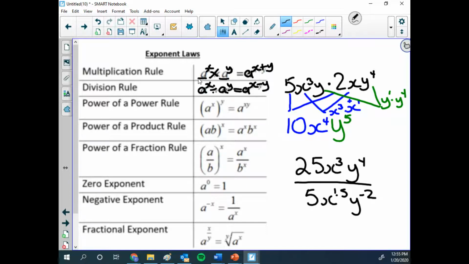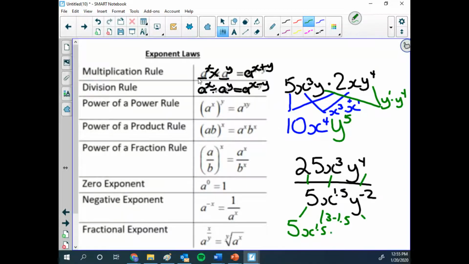Generally, when they say solve for a single positive exponent, or positive exponents at least. So if I'm solving for this one, what I need to do is divide each term as if the other ones aren't even there. So 25 divided by 5 is 5. X to the 3 divided by x to the 1.5 is going to give me x to the power of, this is technically 3 minus 1.5, so 1.5. And y to the power of 4 divided by y to the power of 2.